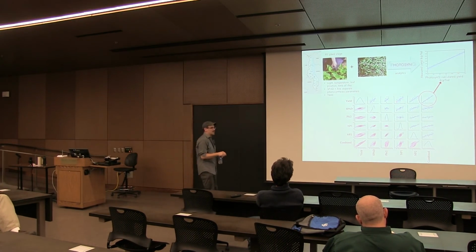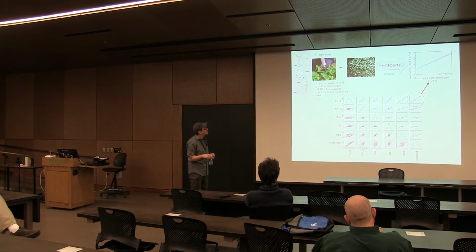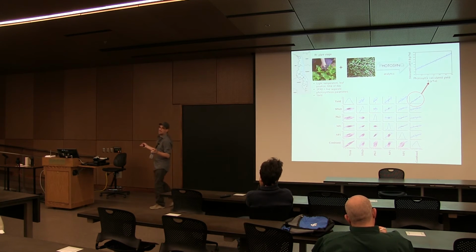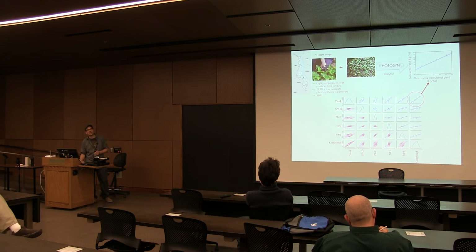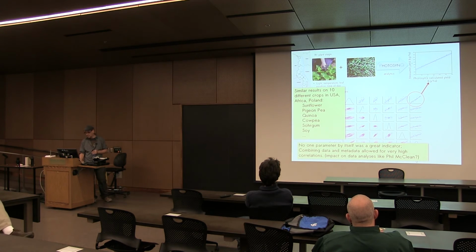But if you combine those, this is where things got really interesting. Because if you combine these parameters, you saw something that was very tight. In some cases, the R-squared value was above 0.8. We thought, that's great, but it's got to be a fluke. But the fact is that we start getting similar data on a whole variety of different crops around the world. And Dan may comment more on that.